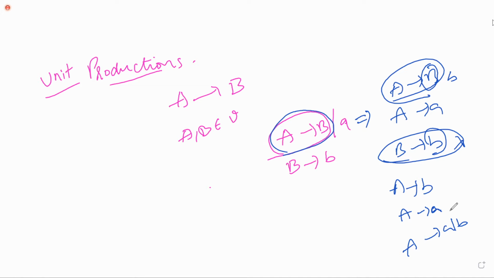Please respond, ma'am. Ma'am, can you repeat once again? A unit production means A to B, where A comma B both belong to variables.